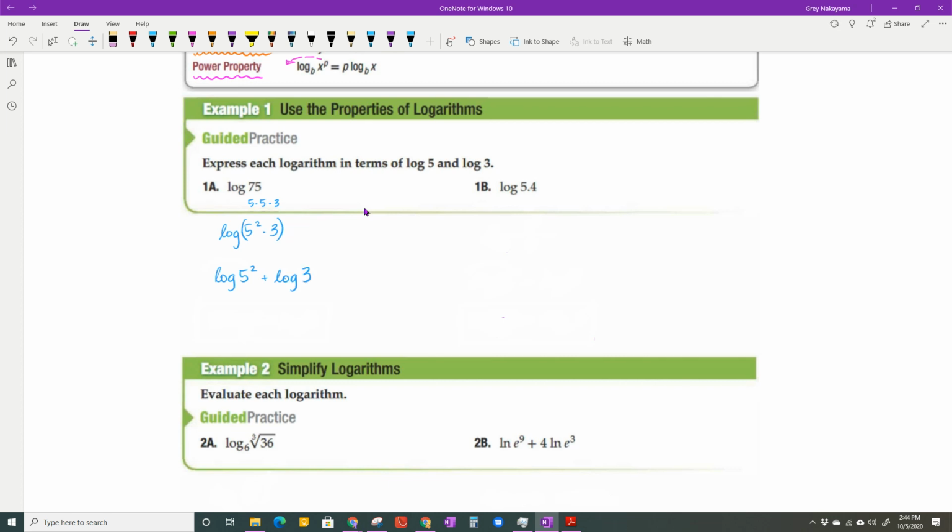And when we expand with properties of logarithms, we cannot ever leave an exponent. So I have to remember to take that 2 down in front, which is going to give me 2 log 5 plus the log of 3, and that's it.